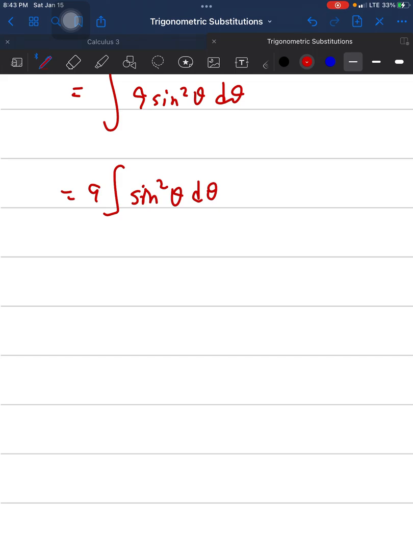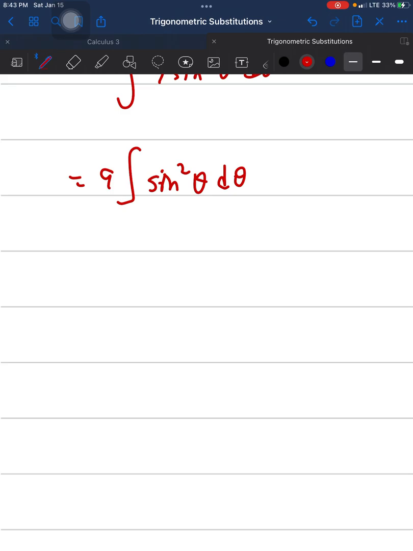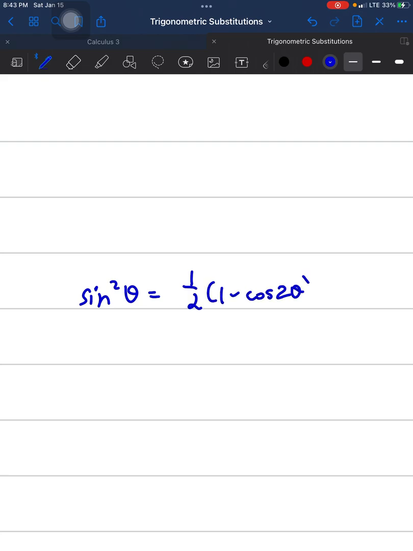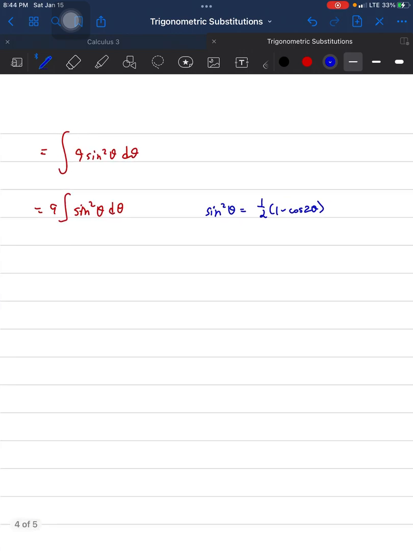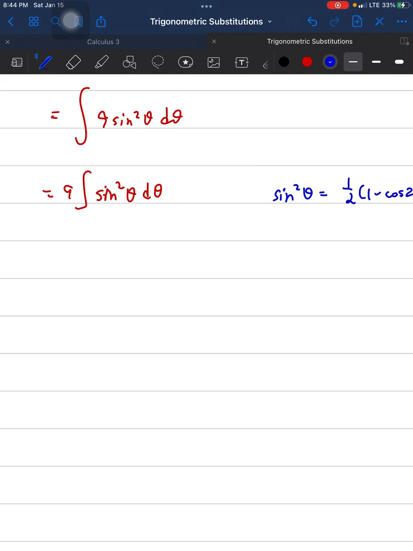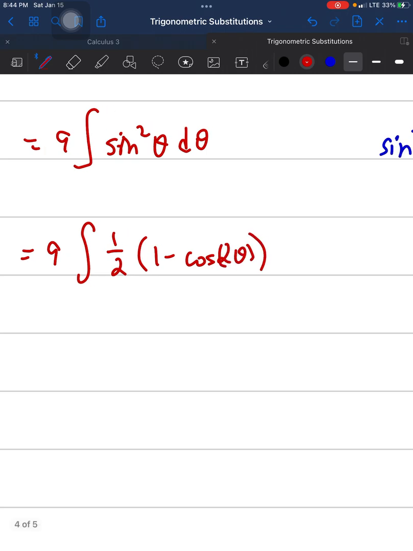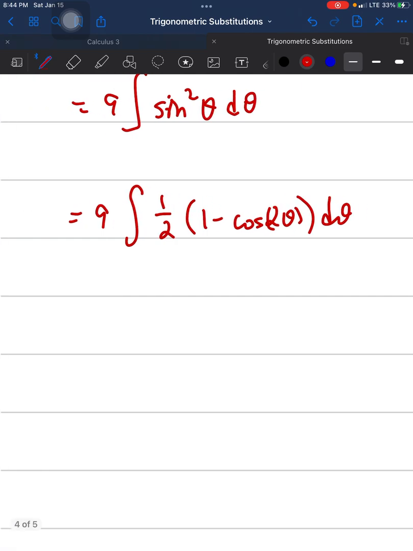When we look at this, there's no obvious way to solve this integral. But what we can do is use another trig identity to rearrange this integral so we can actually solve it. The trig identity we can use is called the half angle identity for sine squared theta, and it's basically this right here. Sine squared theta is equal to 1/2 times 1 minus cosine 2 theta. So we can substitute sine squared theta for that and then solve. So let's do that. 9 times 1/2 times 1 minus cosine 2 theta d theta.